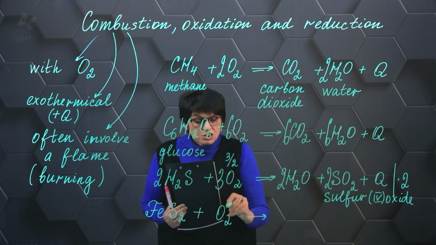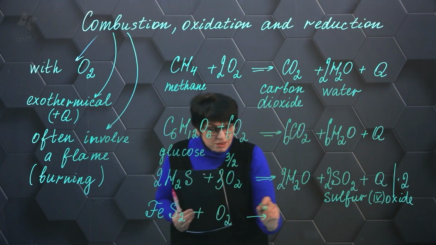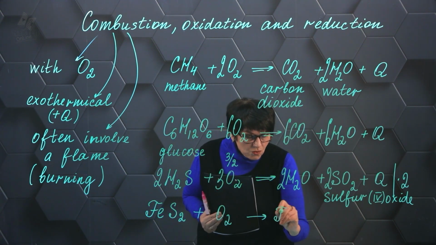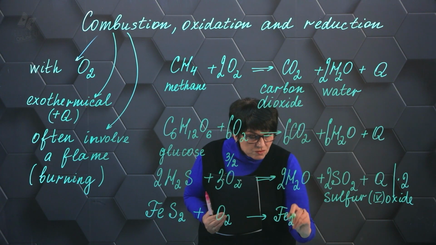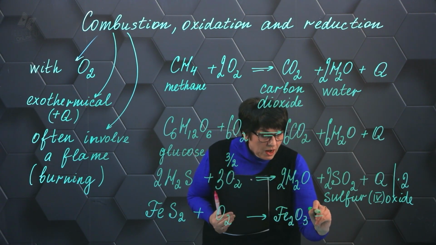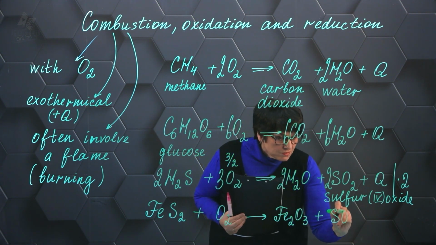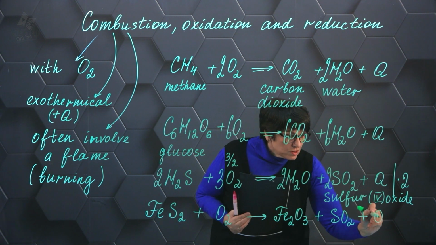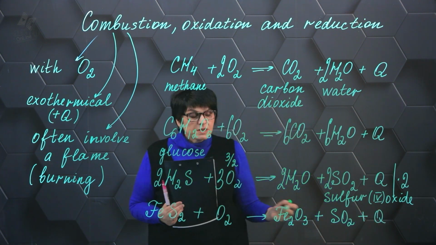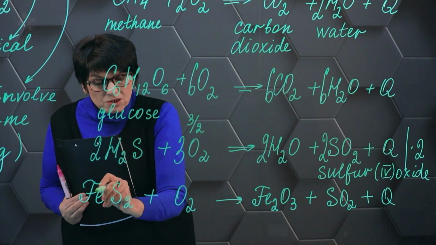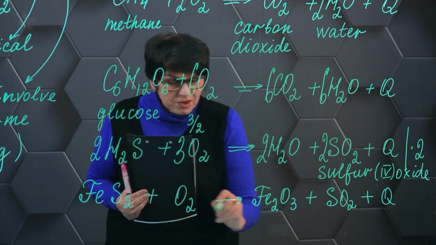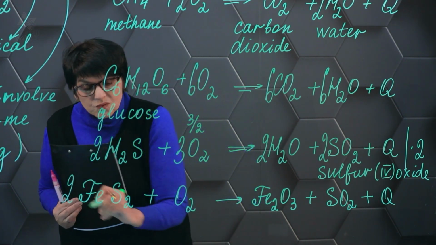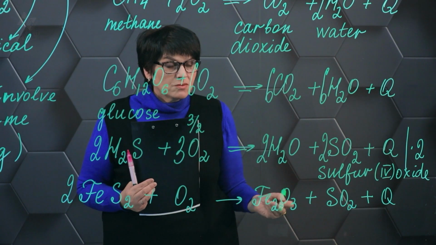As a result of the combustion, iron combines with oxygen to form iron oxide, Fe2O3, and the second product of the reaction is sulfur dioxide, sulfur oxide IV, SO2, and of course heat energy. Let's start equating. So iron on the left side is 1, on the right side is 2, so we put a 2 in front of the formula FeS2.